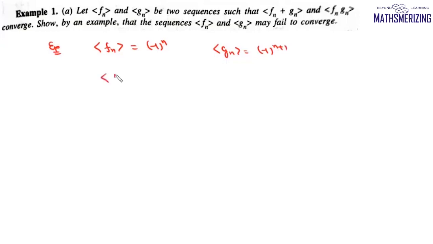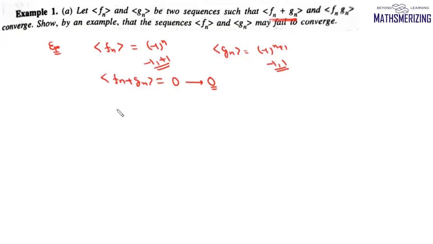Now we look at fn plus gn. In this case it will be simply 0, and this constant sequence always converges to 0. Whereas both fn and gn have oscillating values at infinity, plus 1 and minus 1, and both these sequences do not converge. So it is an example in which fn plus gn converges, but fn and gn both fail to converge.